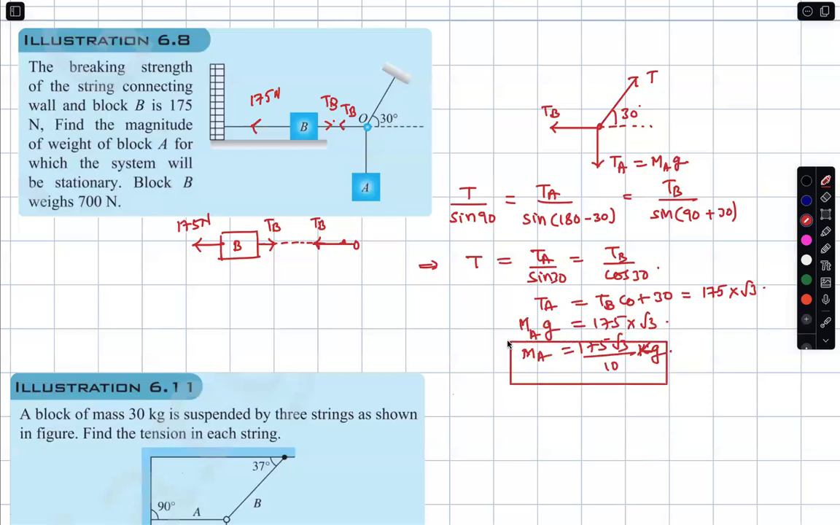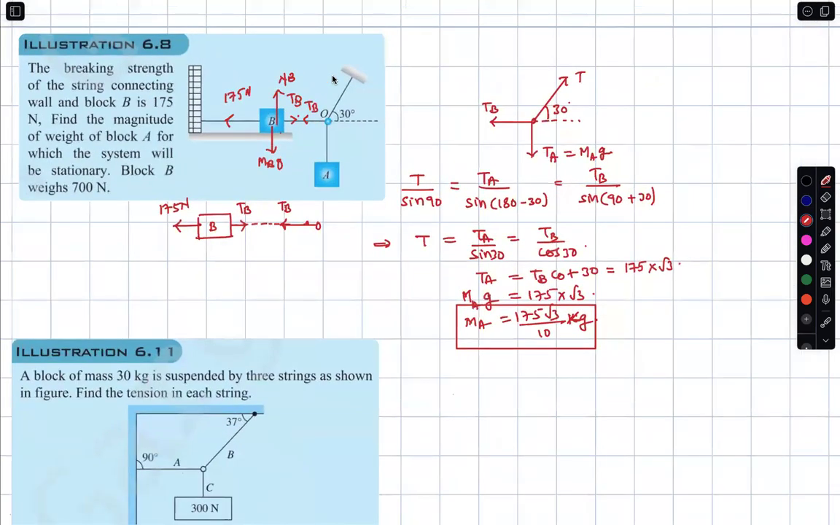I have nothing to do with the mass of B. Why? Because the weight of B is actually balanced by the normal reaction force on the ground. That is balancing. So therefore, I have nothing to do there.